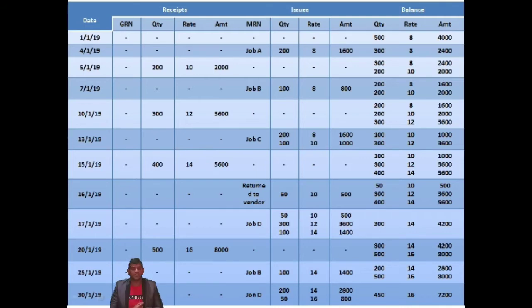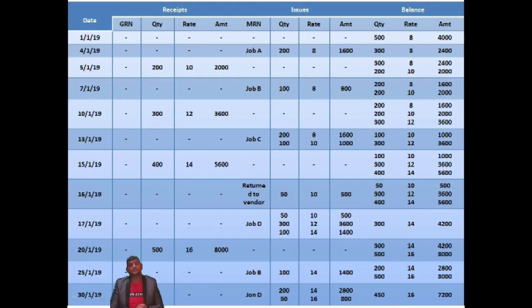So what is the quantity we are issuing? 100 units. So under the quantity column, write down 100 units. Under the rate column, 8 rupees is the rate, because we are following the first in first out method. So you can check the balance reflected on 5th January, which is at the topmost, that is 300 units at rupees 8. So the first item should be issued. Out of 300, I am issuing 100 units at rupees 8, 800 rupees.